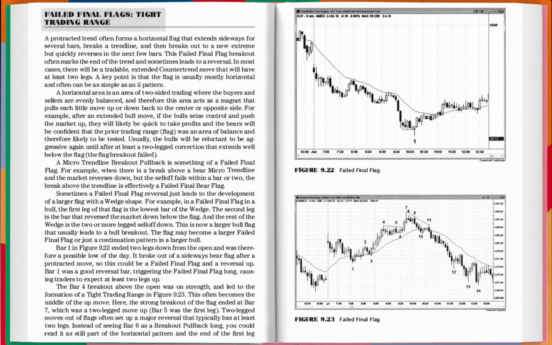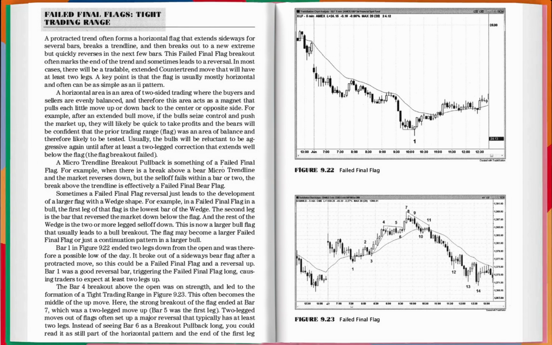Usually, the bulls will be reluctant to be aggressive again until after at least a 2-legged correction that extends well below the flag breakout failed. A micro trendline breakout pullback is something of a failed final flag. For example, when there is a break above a bear micro trend line and the market reverses down, but the sell-off fails within a bar or two, the break above the trend line is effectively a failed final bear flag.